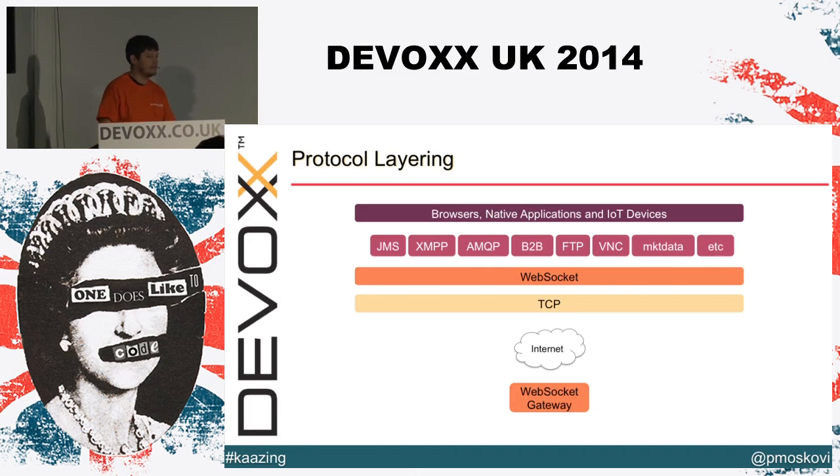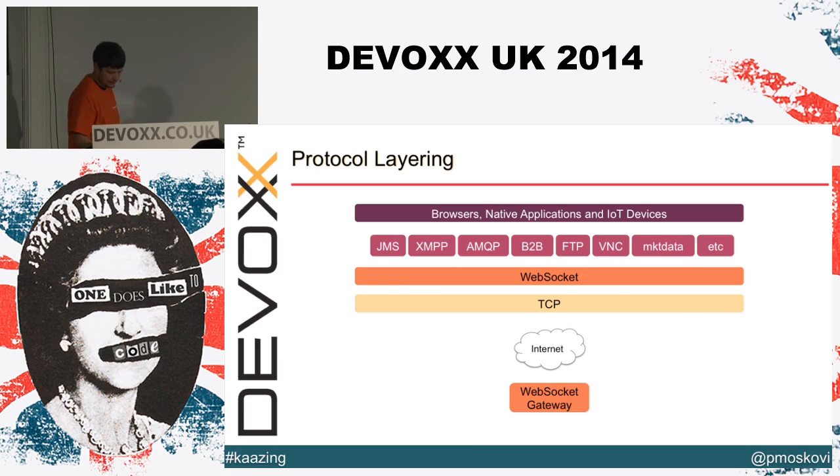Here is a slightly different angle of the same story, where we have TCP. On top of TCP runs WebSocket, just like HTTP as we saw in the previous one. And then we can build higher level, richer protocols and APIs on top of this. And on top of it are sitting our applications.